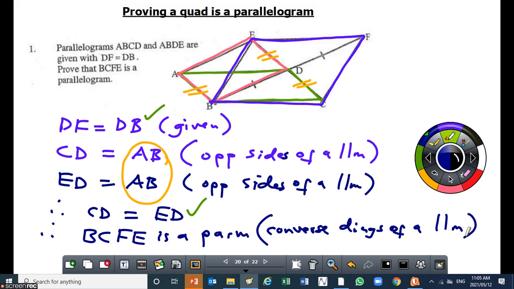To prove that a quad is a parallelogram, we use the converses of the theorem. The theorem is that the diagonals of a parallelogram bisect. The converse is, if the diagonals of a quad bisect each other, it therefore means the quad is a parallelogram. That's what's happening.